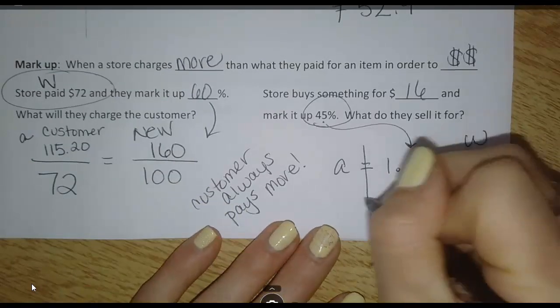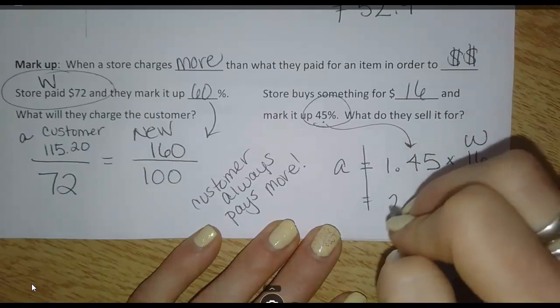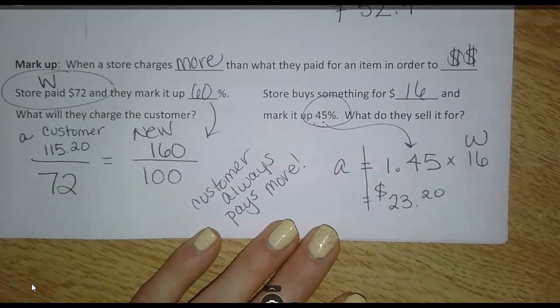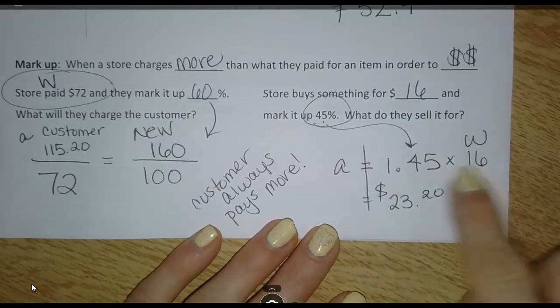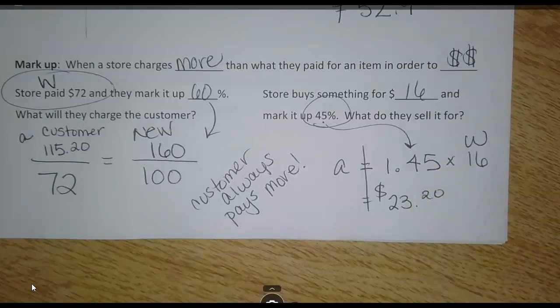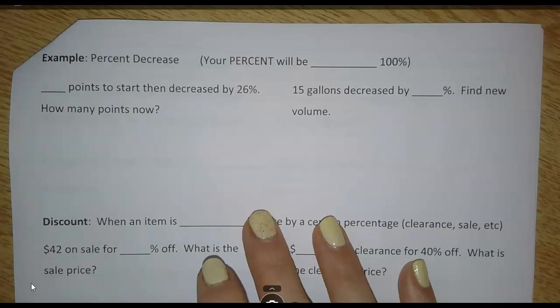You can type that into your calculator. I did it and got 23.20. So they paid 16 for something, mark it up an extra 45%, and that comes out to $23. Okay, turn the page. Let's go on to percent decrease.